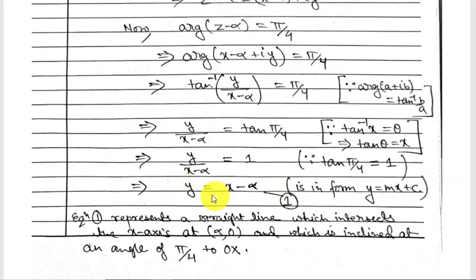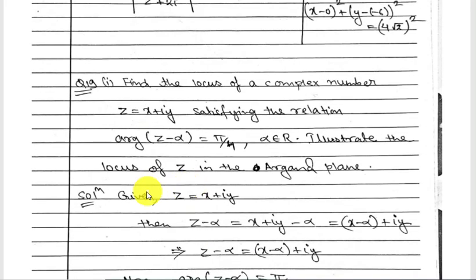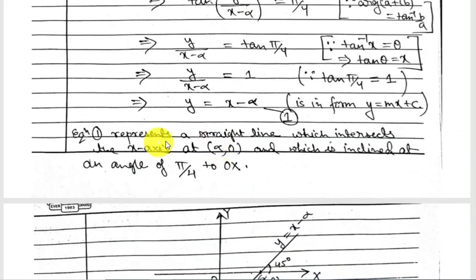So all the points lying on this straight line will satisfy this. So equation 1 represents a straight line which intersects the x-axis at alpha comma 0. Now how do you know where it intersects the x-axis? For that, take y equal to 0, then you'll get x equal to alpha. So it intersects the x-axis at alpha comma 0 and it is inclined at the angle pi by 4.